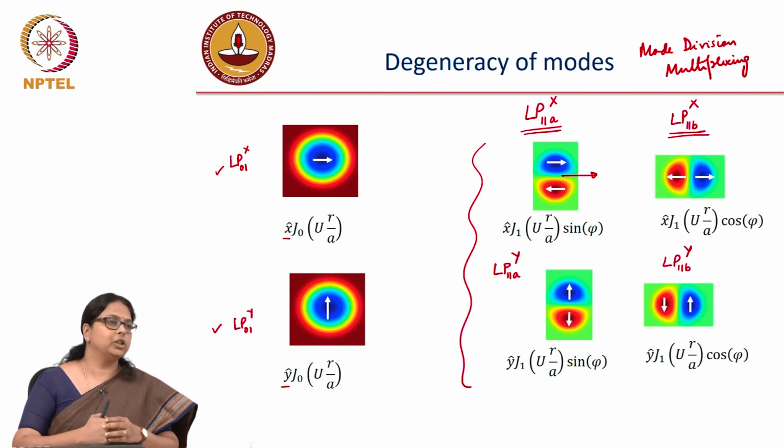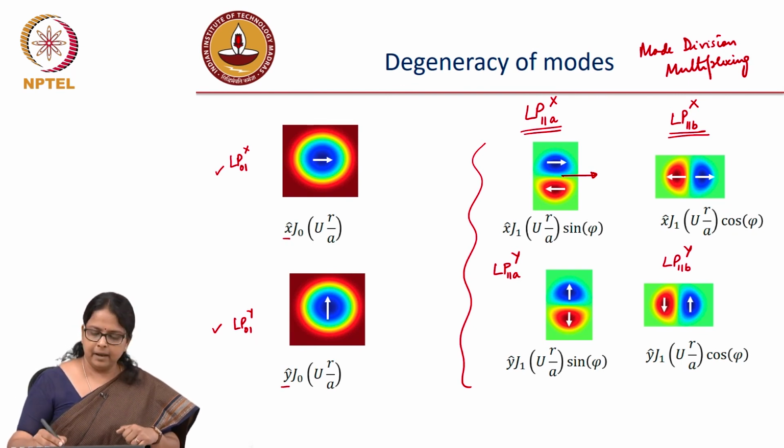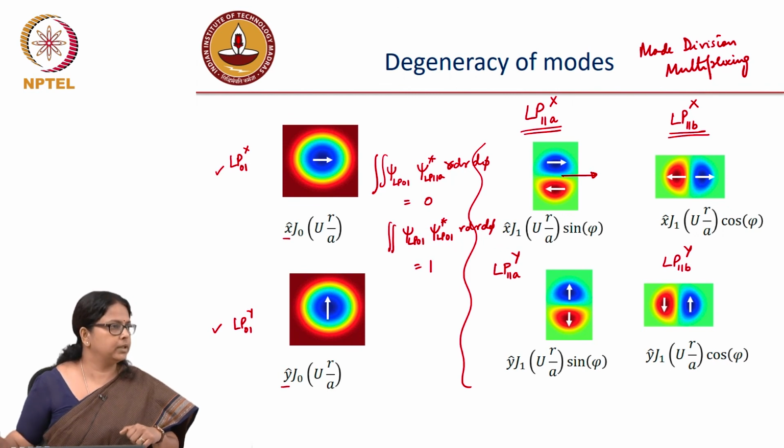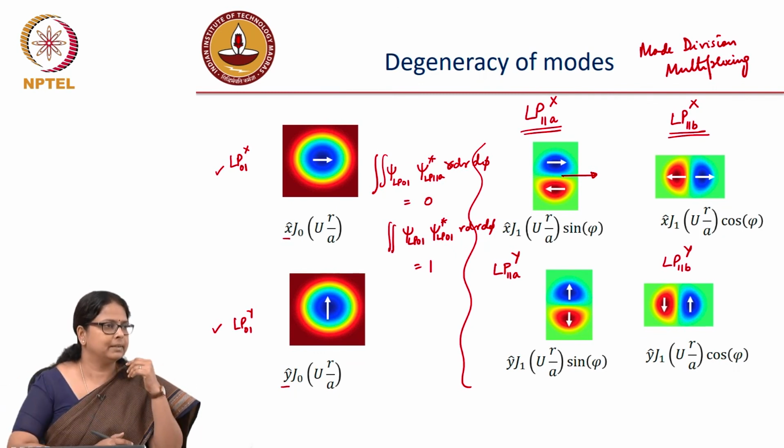Very nice question. Are these modes orthogonal to each other? Yes, they are solutions of a linear differential equation. The power series solutions and Bessel function solutions are orthogonal, which means that if I do psi LP01 times psi LP11A conjugate, and integrate over r dr d phi, I get an answer 0. If I do psi LP01 times psi LP01 star r dr d phi, I should get 1. Similarly for each mode. So, they are all an orthogonal set of modes, which is why we are able to transmit our information through these orthogonal channels.